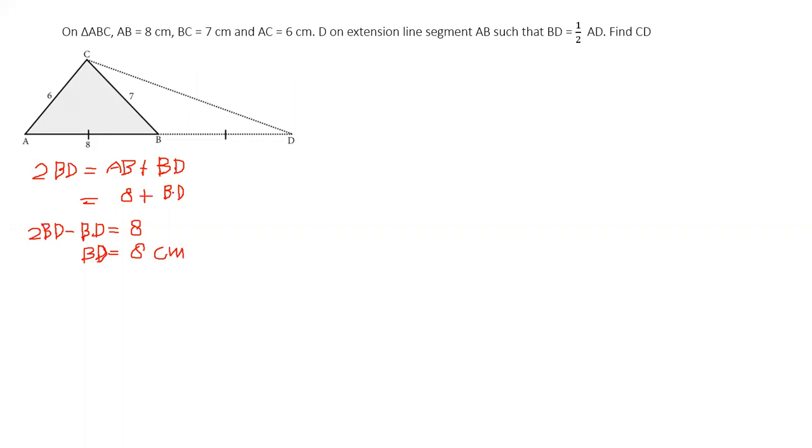Now we need to apply Stewart's theorem. AB times BD times AD, plus BC squared times AD, equals AC squared times BD plus DC squared times AB.